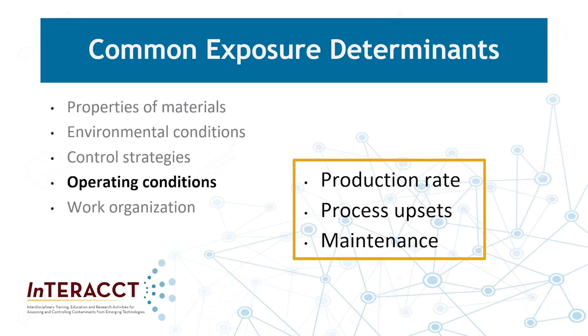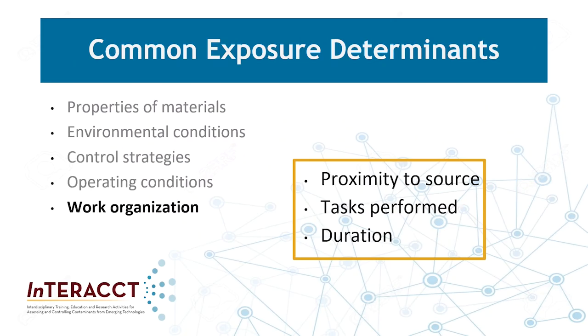Processes do not always operate under normal conditions. Production rates may be increased or decreased depending on the demand. There may also be process upsets, and maintenance activities may be undertaken, such as to clean or repair equipment. All of these situations may impact workers' exposures and thus be exposure determinants.